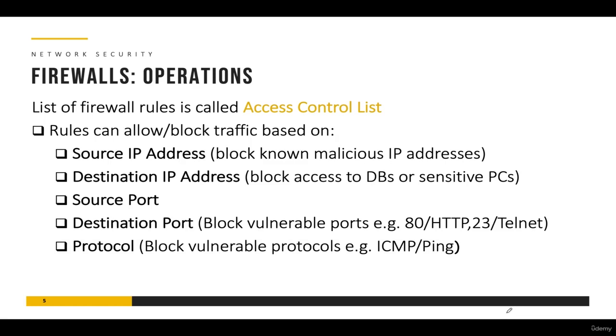You can also block vulnerable protocols. For example, the ping utility, which uses the ICMP protocol, is widely used throughout the world to launch denial of service attacks, because it's really simple. You just write a script which generates thousands and thousands of packets repeatedly and sends them to a particular server. And imagine if you have a couple of these systems sending traffic, then you can overwhelm the network or the server. So a lot of firewalls by default block ICMP traffic for this specific reason.